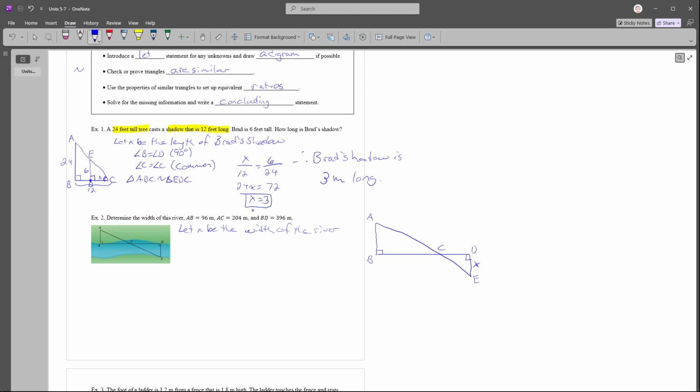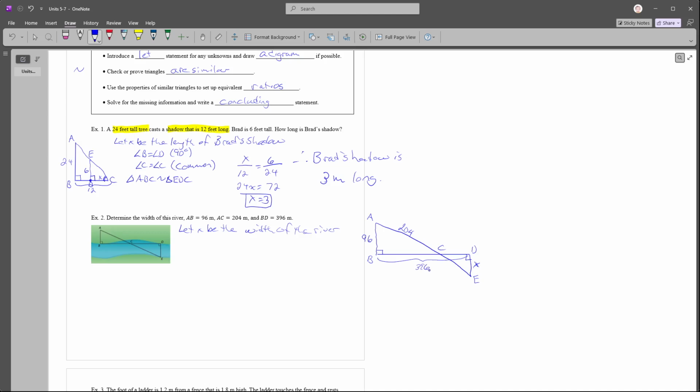So we need to fill out the information that we see. It says that AB, the side over here, is equal to 96 meters. Now these two are equivalent edges, so we may end up with a ratio with those two edges together. We also know that AC, so A down to C, is 204 meters. And BD, the whole thing, is going to be the equivalent of 396 meters. So if I drew a little diagram like this, that whole thing is 396 meters.